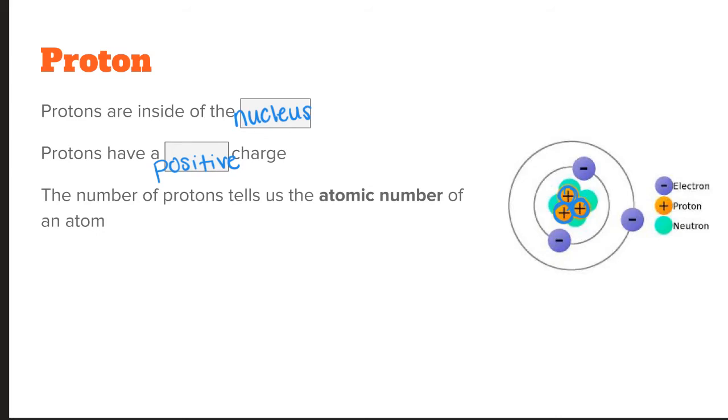The way I like to remember that protons have a positive charge is I like to think of pro-pos. I just remember it because it's three letters, both start with P. Pro-pos, okay? And then the number of protons tells us the atomic number of an atom. We'll talk more about what atomic number is when we talk about the periodic table in a little bit.